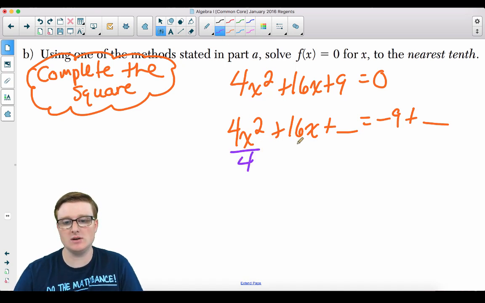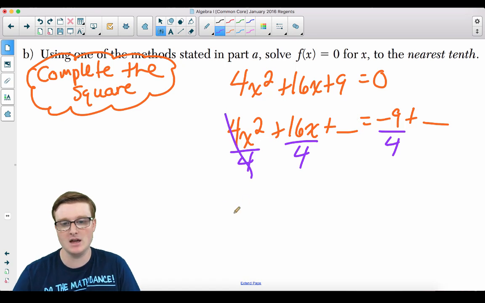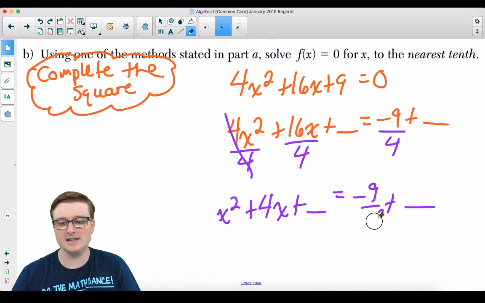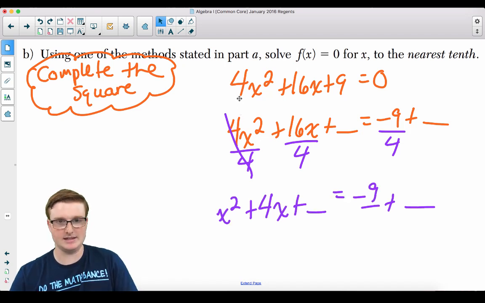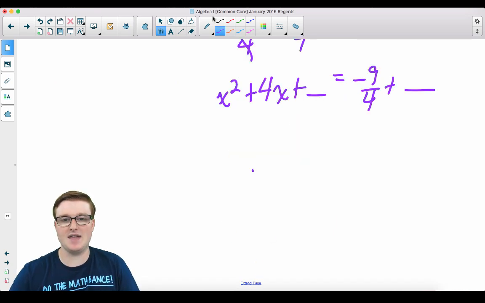So what you need to do is divide every single term by 4. So you get x squared plus 4x plus something equals negative 9 fourths plus something. That is the only tricky part about completing the square in this case. Okay, so now we just take half the middle term and we square it to get that value.